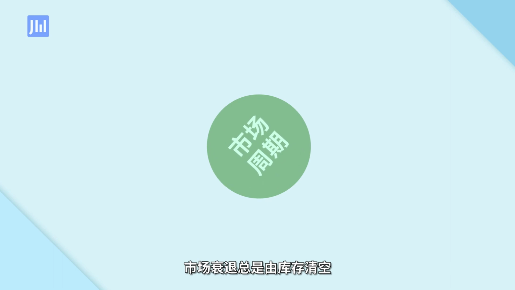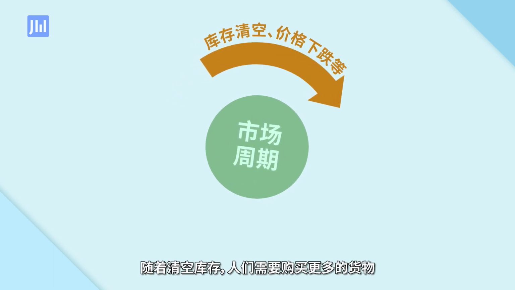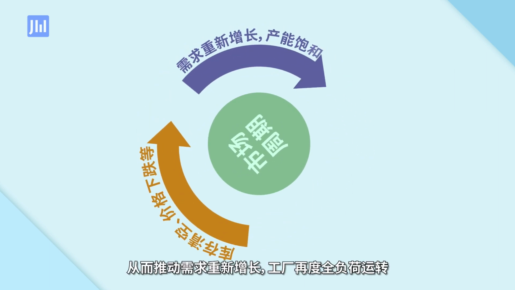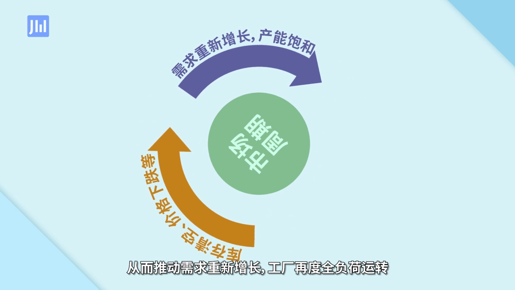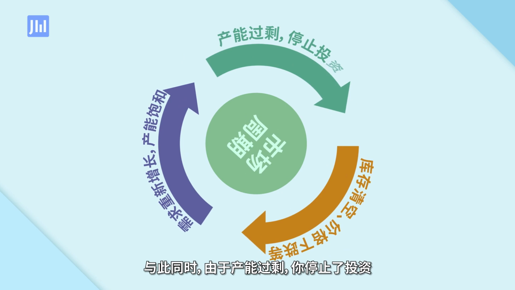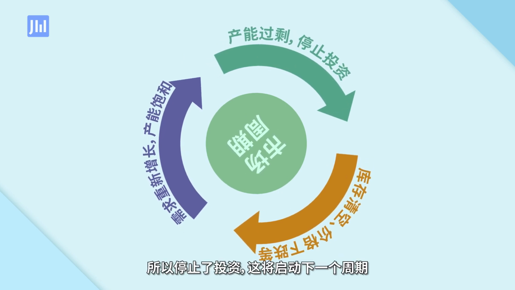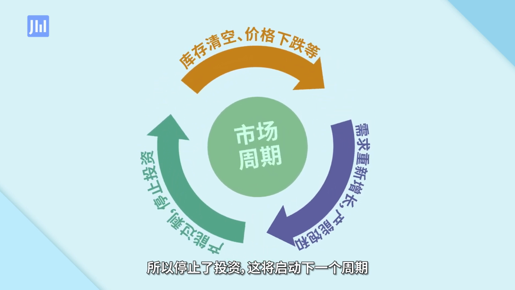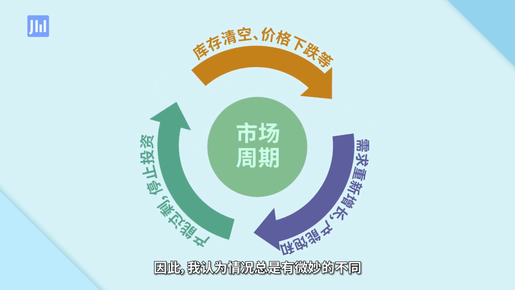So I think it is the same. It is always driven by liquidation of inventory and falling prices. Eventually, you liquidate the inventory, so you've got to buy more. That rebuilds the demand, and factories start to get full again. In the meanwhile, you stopped investing because you had too much capacity. So you stop investing, and that starts the very next cycle. So I think it's always subtly different.